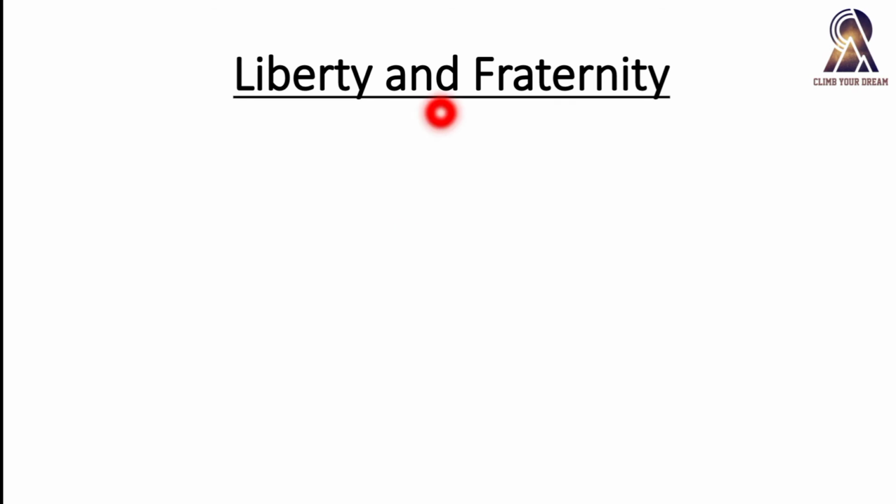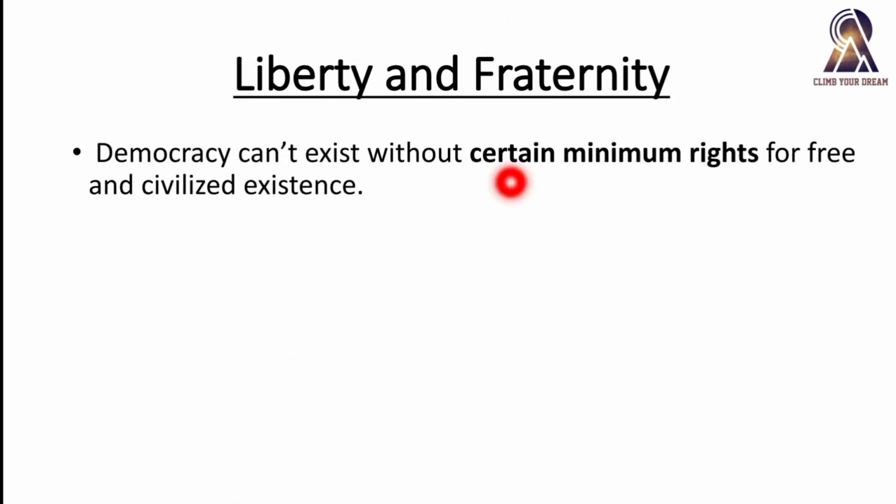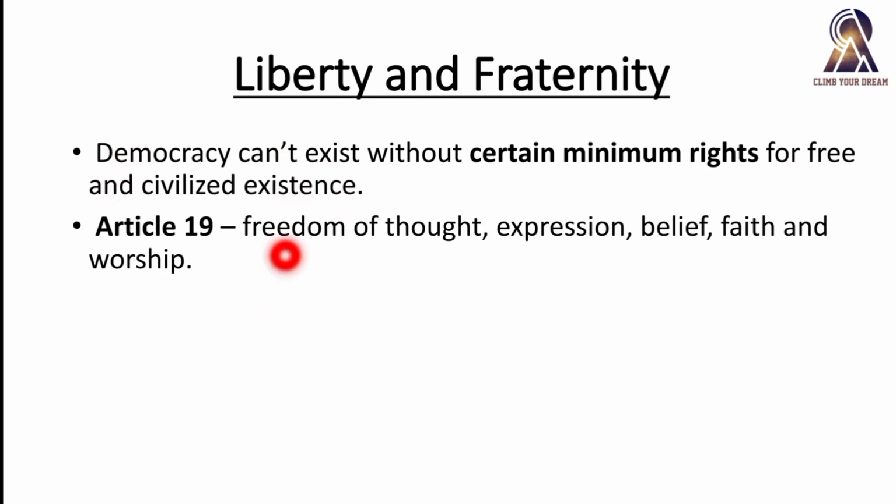Then coming to liberty and fraternity. Liberty means certain minimum rights to the people of the country. For a democracy to exist, certain minimum rights to its citizens are a must. Article 19 of our constitution talks about freedom of thought, expression, belief, faith and worship, and it has also been mentioned in our preamble too.